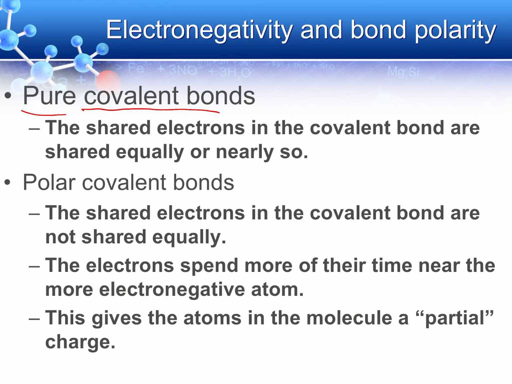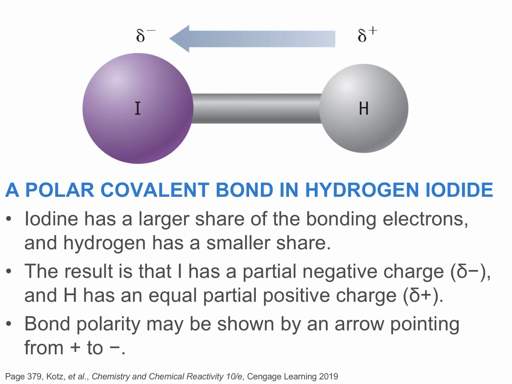And what happens is that we can predict where the electrons will spend most of their time. They will spend most of their time near the more electronegative atom. So this gives the atoms in that molecule a partial charge. So for example, suppose I give you hydrogen iodide as an example. Well, the iodine in the hydrogen iodide has a greater electronegativity. So that's why this arrow is drawn in this direction, to show that in this bond between them, the electrons aren't really shared equally. Electrons spend more of their time near the iodine because it's more electronegative.